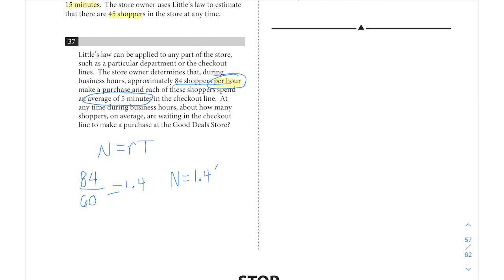And now we can go ahead and plug into the equation. To solve for N, we get N equals 1.4 times the average time of 5 minutes. And that's going to give us an average of 7 shoppers in the checkout line during business hours at any given time. So that's a really important conversion for us to note and to make here on question 37.